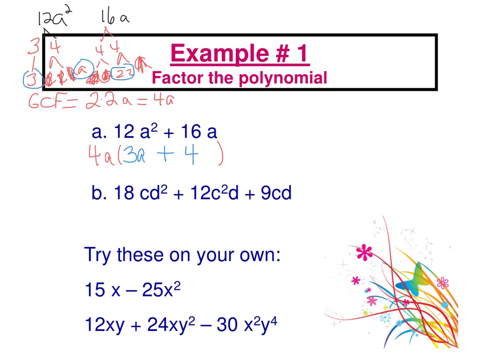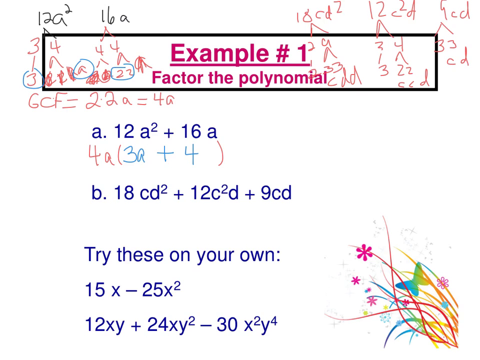Alright, now I'm ready to factor my other one, and I have 3 terms: 18cd squared, 12c squared d, and finally 9cd. Alright, my factor trees. I have 18 is 2 times 9, so that's 2, 3, 3, and I have a c and 2 d's. And my 12 is 3 times 4, so 3, 2 and 2, and I have 2 c's and 1 d. And then right here, I have 3 times 3, and a c and a d.